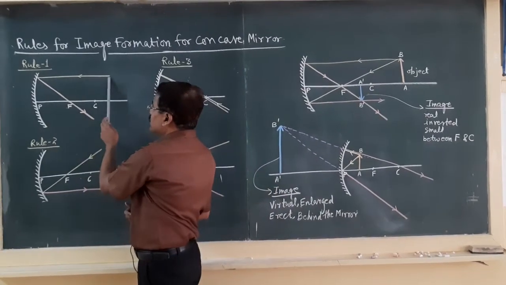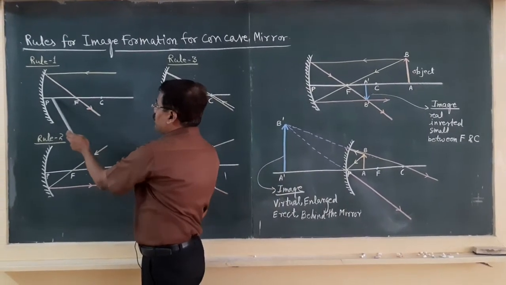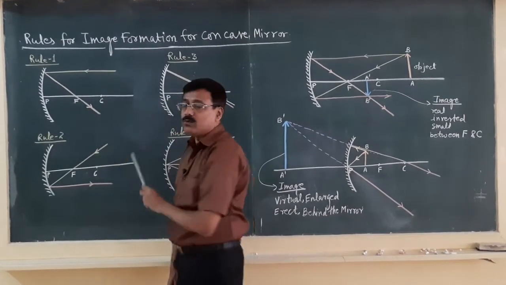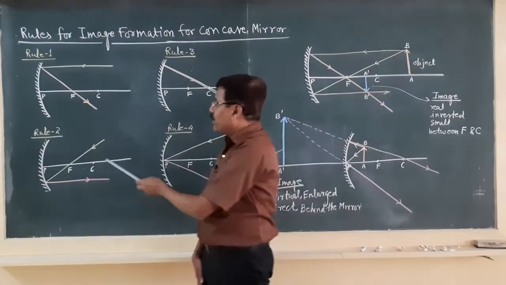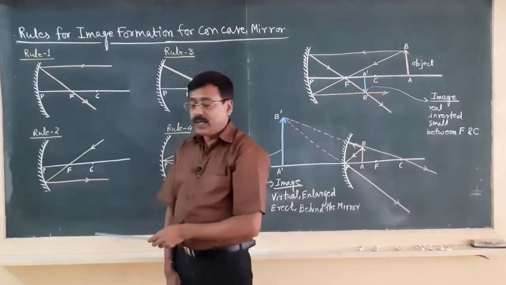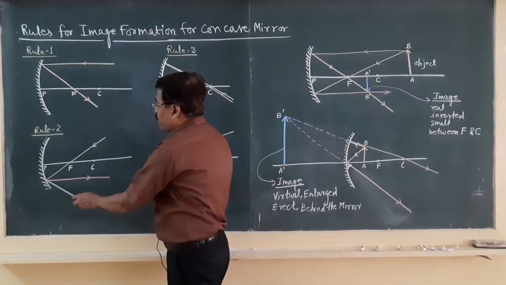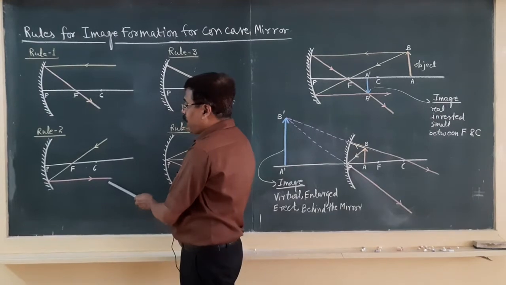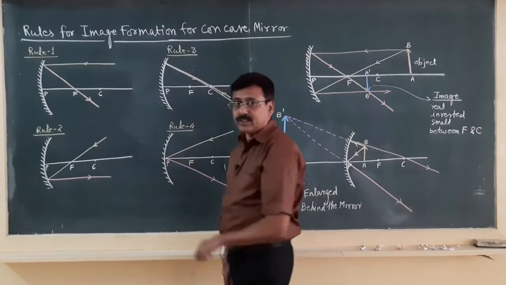First rule: a light ray parallel to the principal axis, after reflection, passes through the focus. Rule number 2 is basically the converse of the first rule. If the light ray is incident on the mirror through the focus, after reflection it becomes parallel to the principal axis.